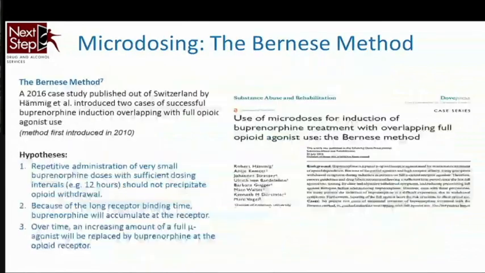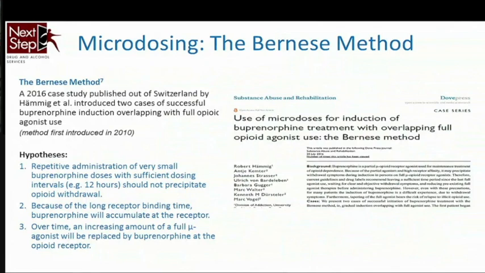So coming on to microdosing, where it actually started. It is also called the Bernese method. The reason for this is that the initial study was out of Bern in Switzerland by a researcher and doctor by the name of Robert Hemmick.